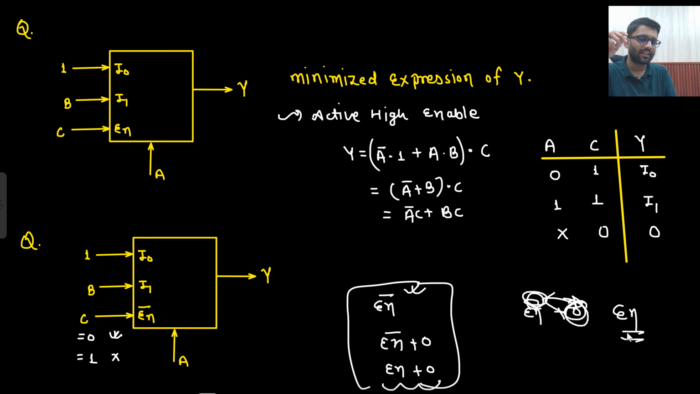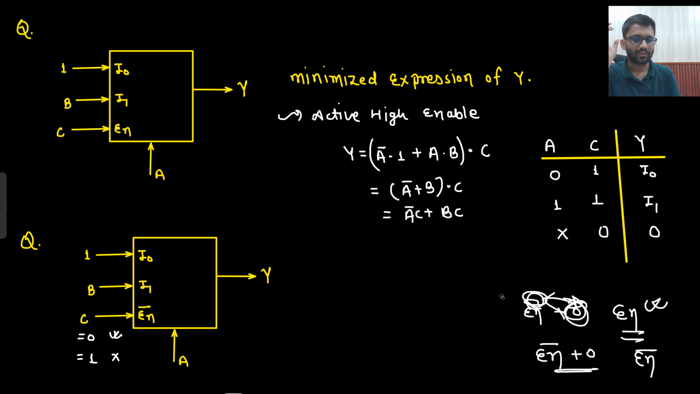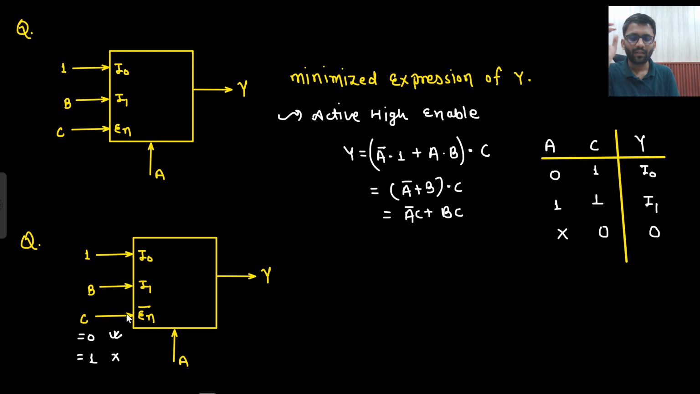So both should cancel each other and it should work as enable button. No, it doesn't happen like that. EN bar is there, plus the bubble is there, still it is considered as EN bar only. So you need to take care of this. Okay. That means this is our active low input. So if C is 0, then our output will be working, and if C is 1, then output will not be working. Okay. So without making the truth table, let's write down the final answer.